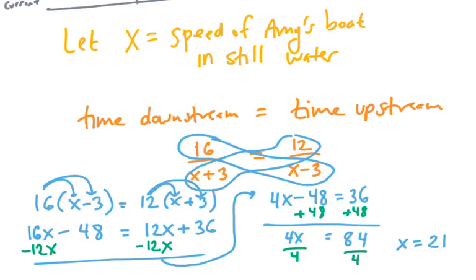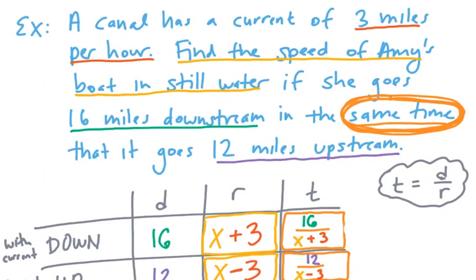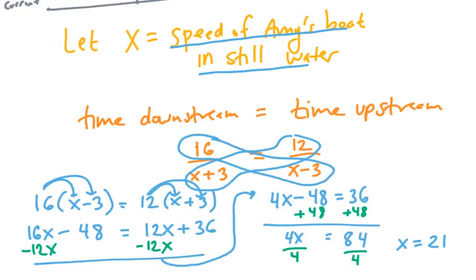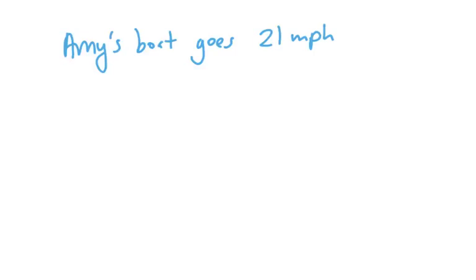And 21 is the value of x, and x stood for the speed of Amy's boat in still water. And that's the question that we were asked in this problem. So the boat that Amy's in is going 21 miles per hour in the canal. 21 miles per hour without the current impacting it. I ran out of space there, so I'm just going to write a little sentence to interpret what we found. So Amy's boat goes 21 miles per hour in still water.